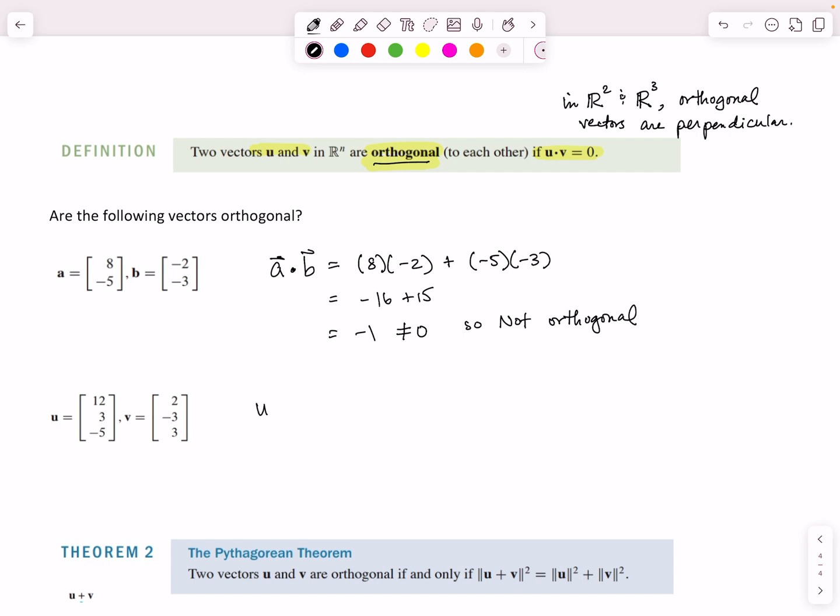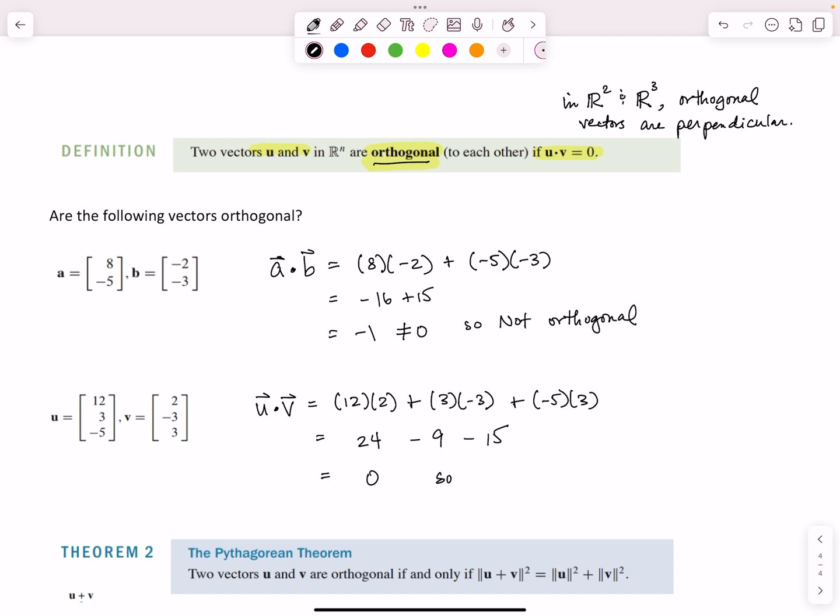Now when I do these two, u dotted with v, this is 12 times 2 plus 3 times negative 3 plus negative 5 times 3, 24 minus 9 minus 15, and I get 0. So yes, orthogonal. These two, if I drew them, I would see that they are indeed perpendicular.